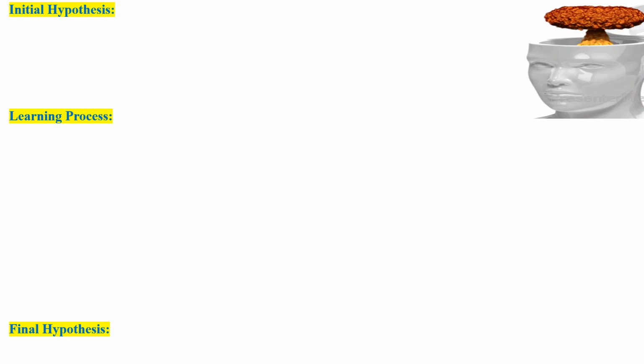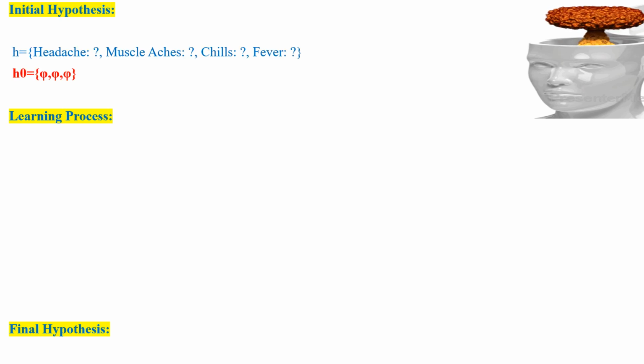So first, initially we have to consider the hypothesis as null value. Basically we have 3 different features: headache, muscle aches and chills. So here I am making it null because initially I don't have any knowledge about it. I haven't even started the learning process. The machine does not have any prior knowledge about it, so it is null. So this is the most specific hypothesis.